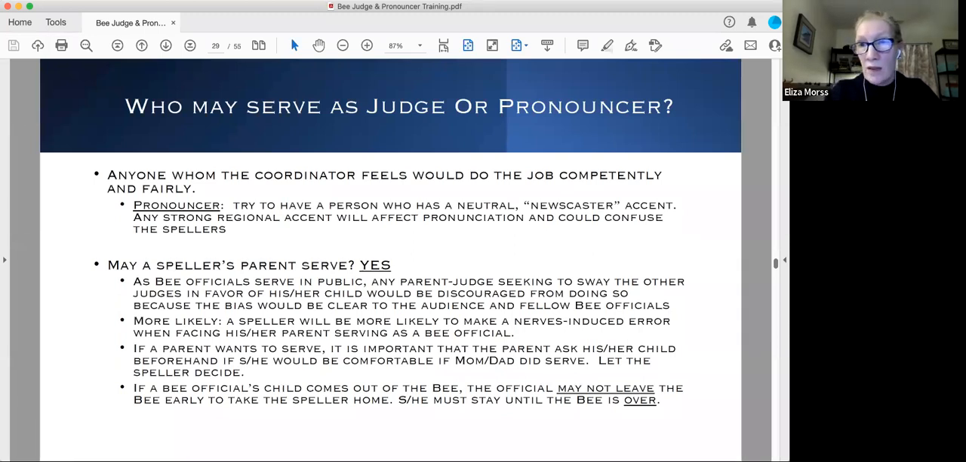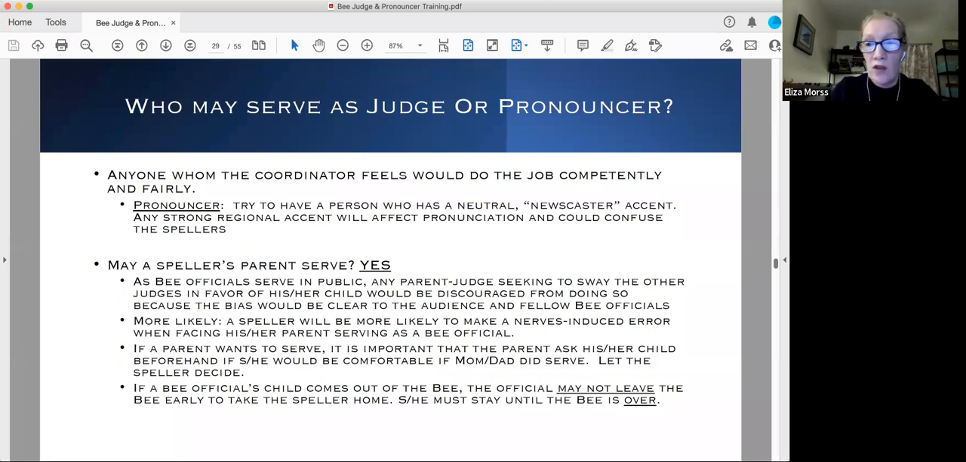The other thing is that sometimes parents who sign up to be bee officials forget that if their child comes out of the bee early, before the end, they can't go home. So someone else has to take their child home. So the official who signed up, who's a parent, has got to remember that their commitment is through the whole bee process, not just until their child comes out of the bee. So those are my thoughts about parents.